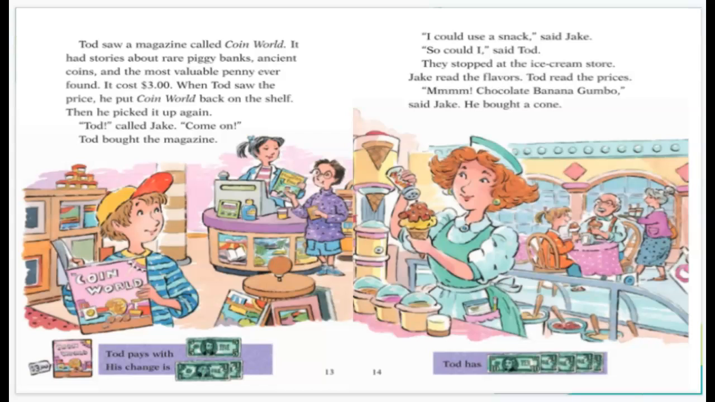"I could use a snack," said Jake. "So could I," said Todd. They stopped at the ice cream store. Jake read the flavors. Todd read the prices. "Chocolate banana gumbo," said Jake. He bought a cone. Todd has $10, $15.